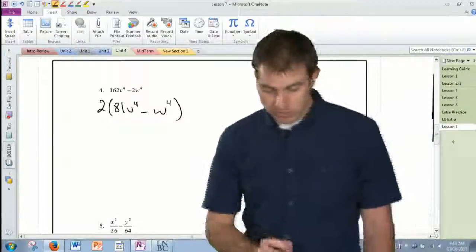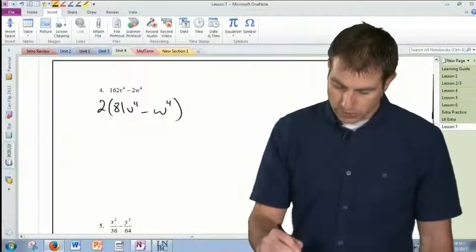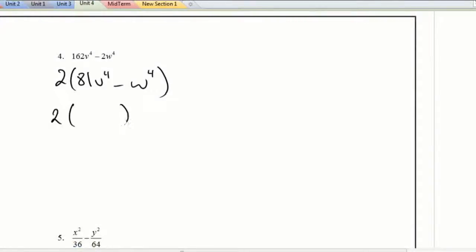All right, do I have a difference of squares now? Well, I have this 2 out front, so I'm going to leave that. Yes, I have a difference of squares because I have an 81, which is a perfect square. I have a v to the 4, where v squared is the square root of v to the 4, and w to the 4 is going to be w squared. So I'm going to write one of mine as plus, one as minus, and then I'm going to take the square root of both of these things.